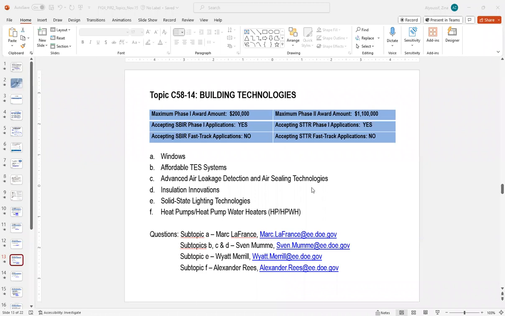For both of these subtopics, we strongly recommend reading through the Pathway to Zero Energy Windows RDO, which includes extensive performance metrics. I can throw the link in the chat momentarily.